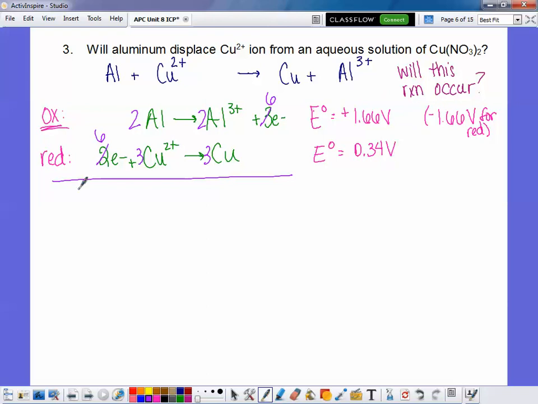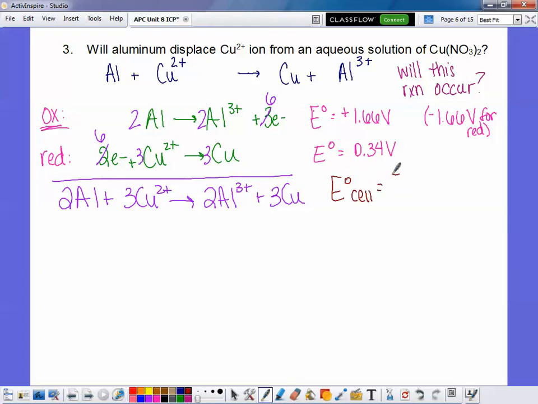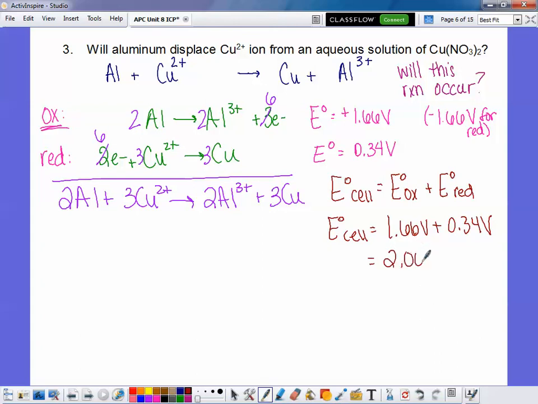All right. So my overall equation is going to be 2Al + 3Cu2+ going to 2Al3+ + 3Cu. Now to find the E of the cell, that is E of the oxidation half reaction plus E of the reduction half reaction. So my E of the cell is going to be 1.66 plus 0.34, which is 2.00.